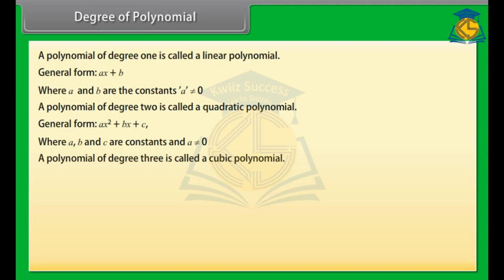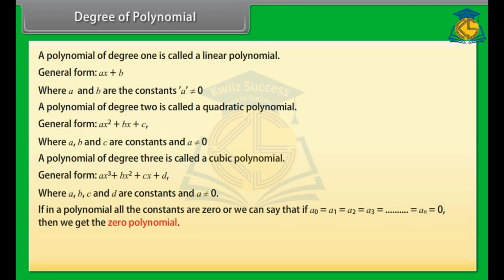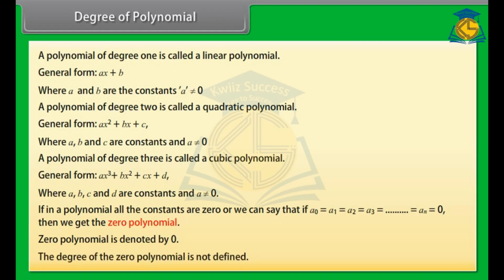A polynomial of degree 3 is called a cubic polynomial. Its general form is ax raised to the power 3 plus bx raised to the power 2 plus cx plus d, where a, b, c and d are constants and a is not equal to 0. If in a polynomial all the constants are 0, or we can say that if a0 is equal to a1 is equal to a2 is equal to a3 is equal to so on is equal to an is equal to 0, then we get the zero polynomial. The zero polynomial is denoted by 0. The degree of the zero polynomial is not defined.